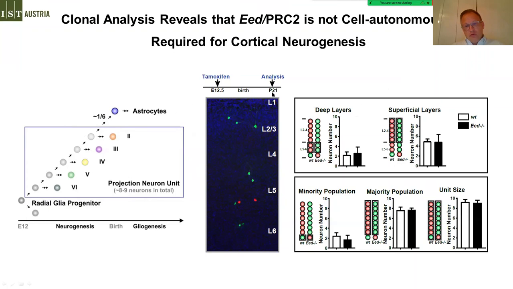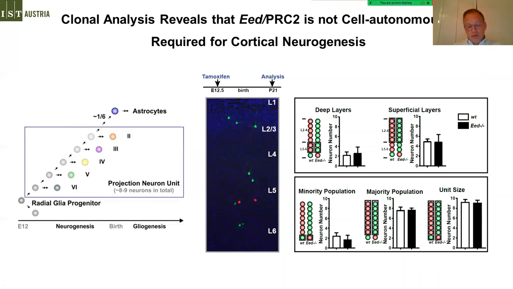Now, if you just focus here on the unit size, which should be 8 to 9 neurons, regardless if it's a wild type scenario or an ED knockout scenario, the unit output of neurons is about the same. So this again shows that knocking out ED in a single radial glial cell does not change the neuron output and thereby is not required cell autonomously in these radial glial stem cells.